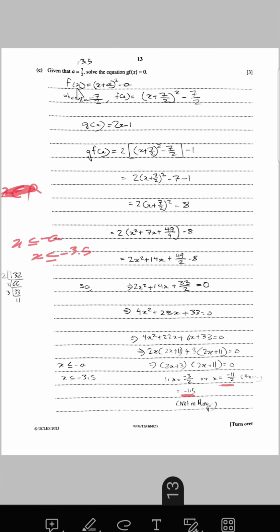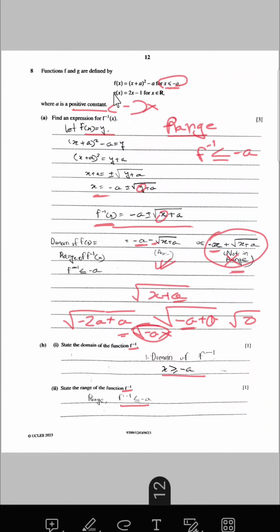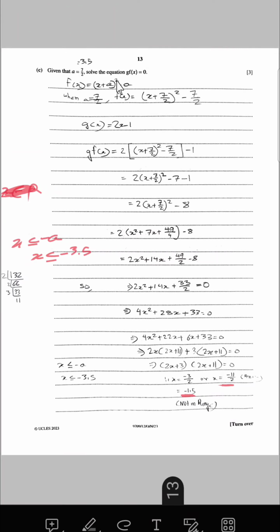So we know the equation for f of x and the equation for g of x. We know the equation of f of x in terms of a, and we know the value of a, so we substitute the value of a in the given equation to find f of x in terms of x only. Then substitute f of x in the equation of g of x to find gf of x, then equate it to 0 to find the values of x, that is negative 1.5 and 11 by 2, that is negative 5.5.